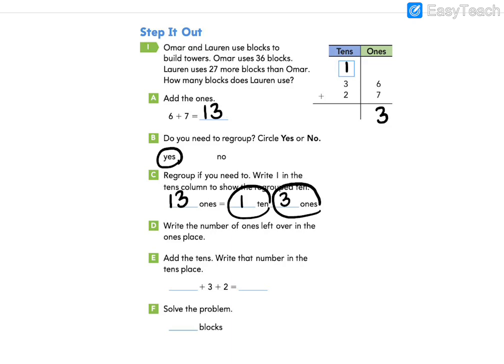So now we'll add our tens. We have 3 addends now because we regrouped that 1 ten. We have 1 ten plus 3 tens plus 2 tens. I know that 3 plus 2 is 5, plus 1 more is 6. So our answer is 63 blocks.